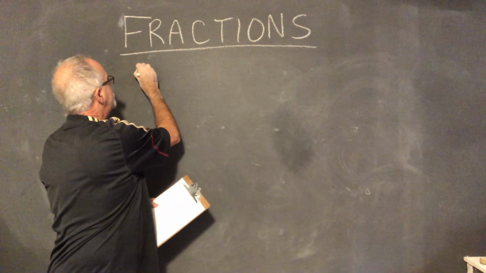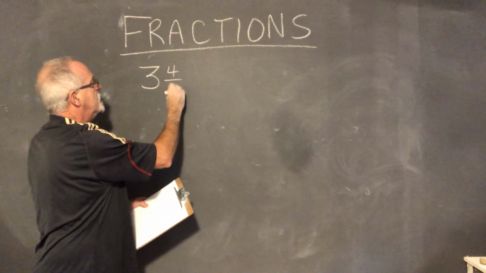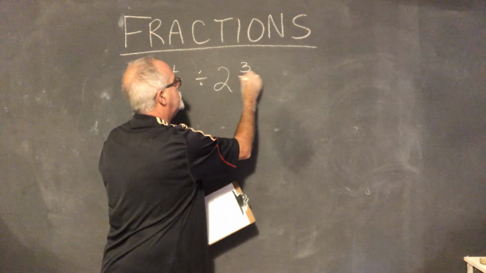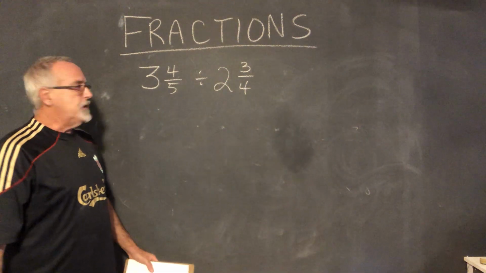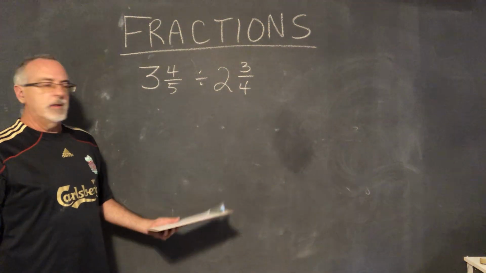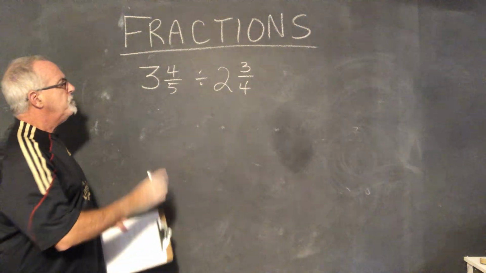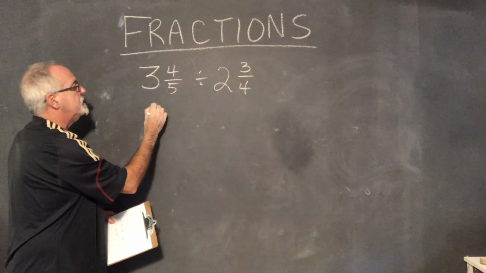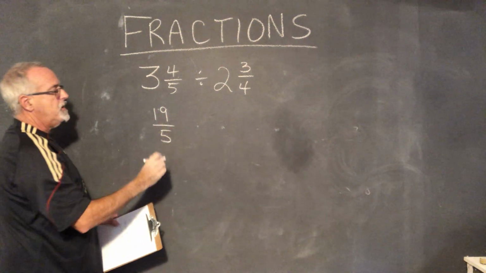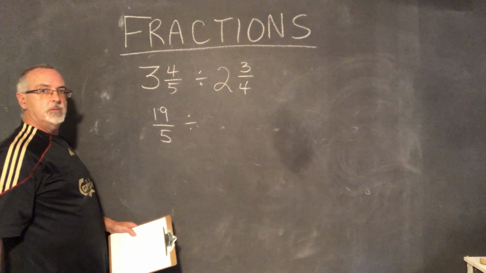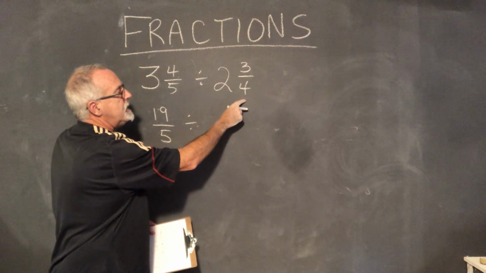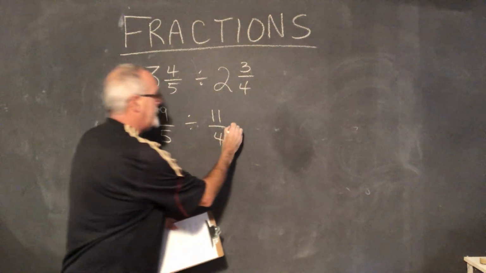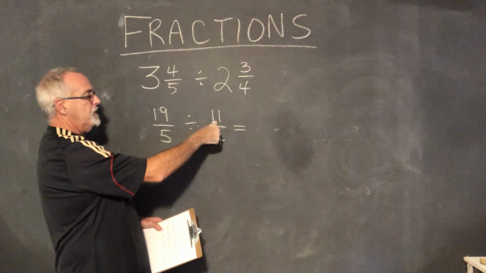3 4/5 divided by 2 3/4. Doesn't look especially challenging. It doesn't look really much more difficult than the other ones we had been working with. But first we have to convert into improper fractions. 3 times 5 is 15 plus 4 is 19/5, same denominator. Don't try and turn this into a multiplication yet. 2 times 4 is 8 plus 3 is 11/4.